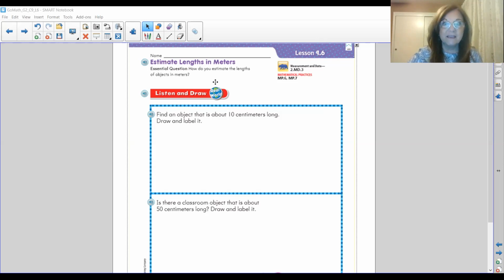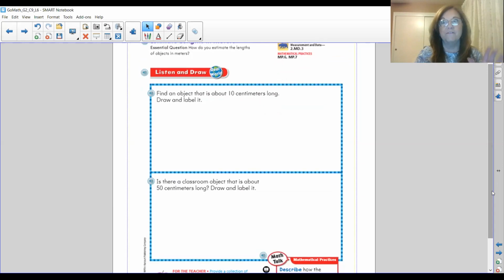Now, in the second square, as we move down our paper a little bit, we are going to be finding objects that are about 50 centimeters. Now, if you remember, a meter stick is 100 centimeters. And so where would 50 be? Would that be at the end, the beginning, or in the middle?